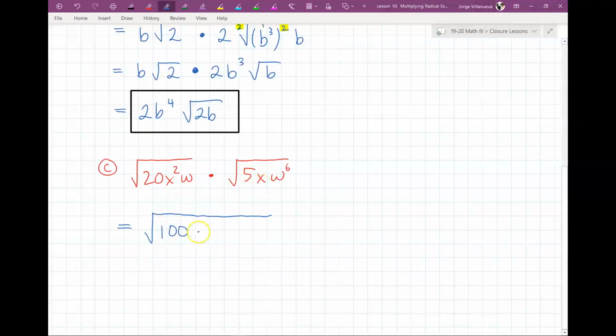X squared times x, that's x to the third. W times w to the sixth, that's w to the seventh. Okay, so you might say, oh, that came out pretty nice. Well, yeah, but you still got to simplify that, okay?